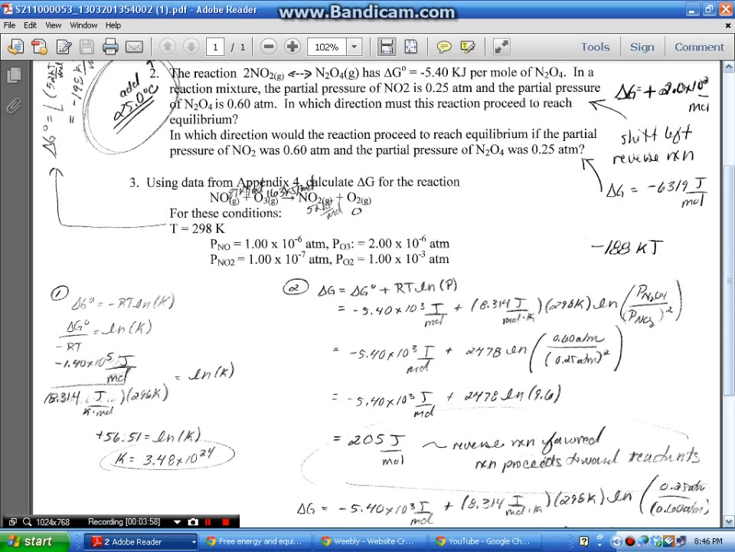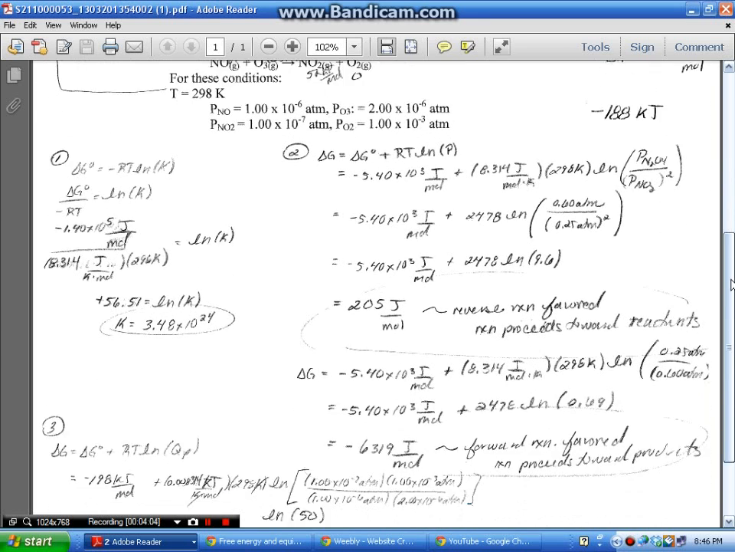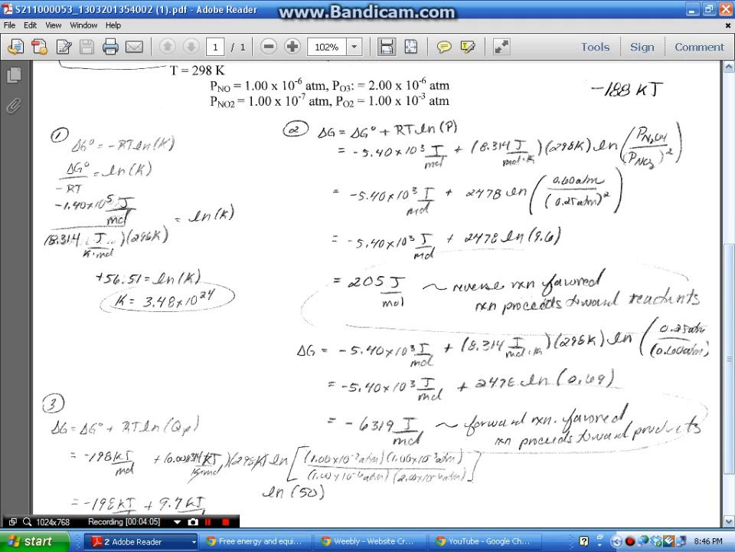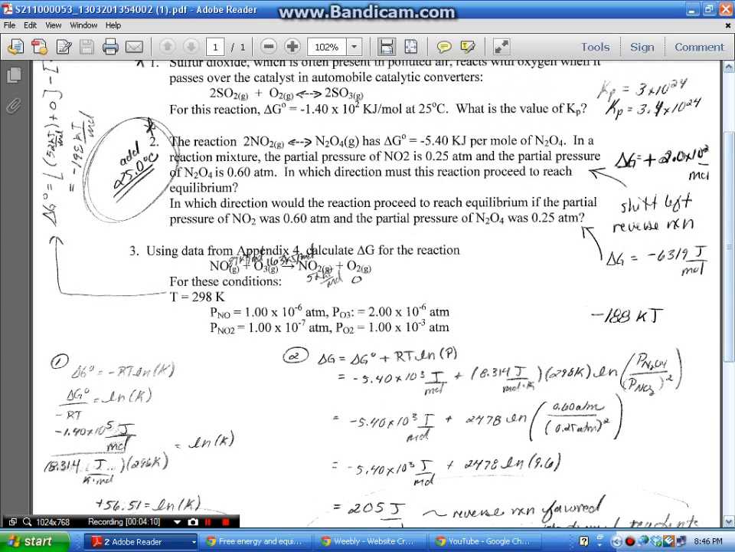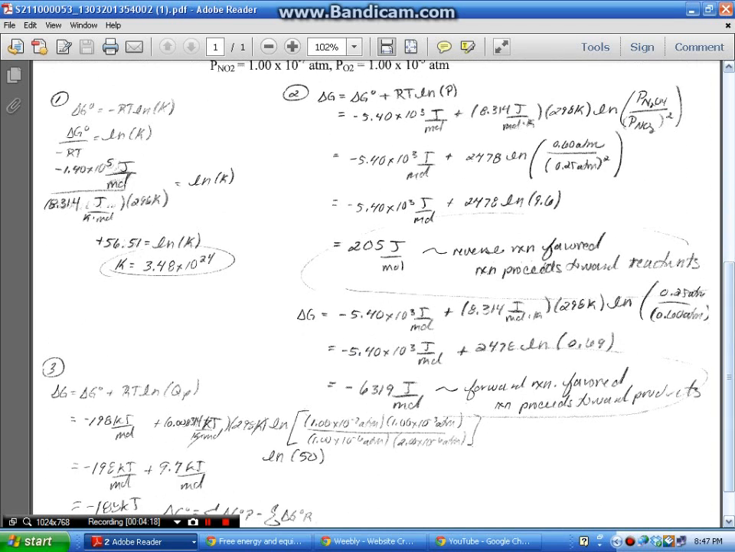But then it says, in which direction would the reaction proceed to reach equilibrium? If these were the partial pressures, well then if you solve that, we get negative 6,319. Comparing that, this is lesser, so thereby we will shift right to get to equilibrium, or we will be favoring right.